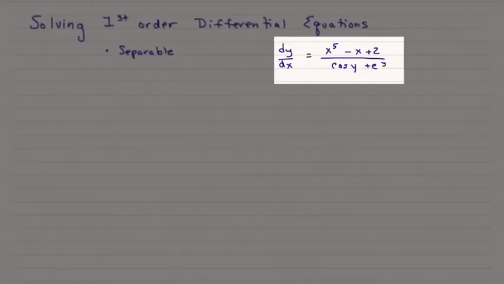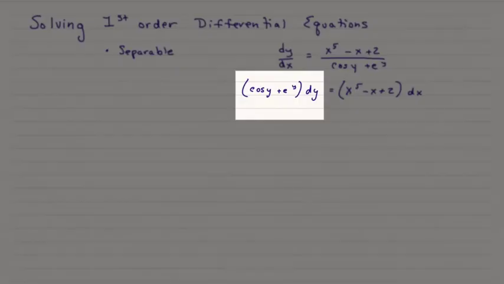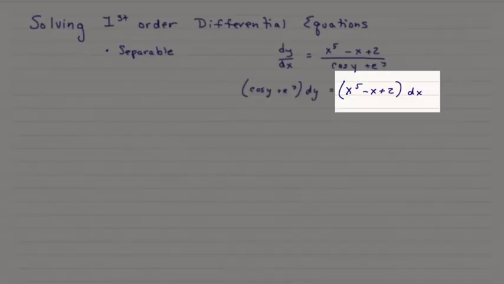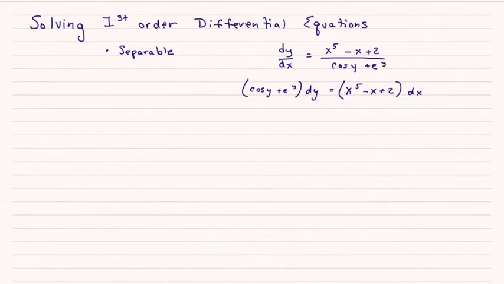For instance, a differential equation such as this is separable because if I rearrange things, I can get the dependent variable y on the left-hand side and the independent variable x on the right-hand side. And to solve this, all I would do would be integrate both sides.